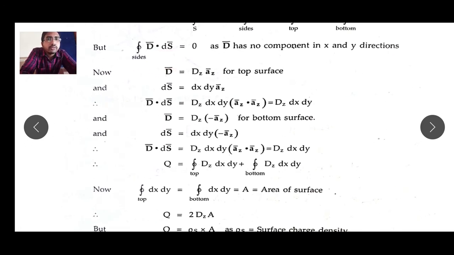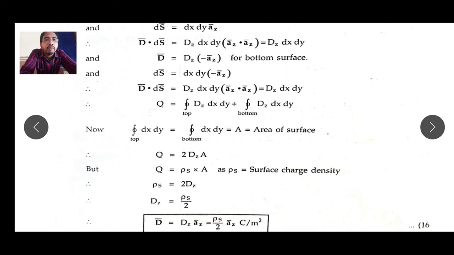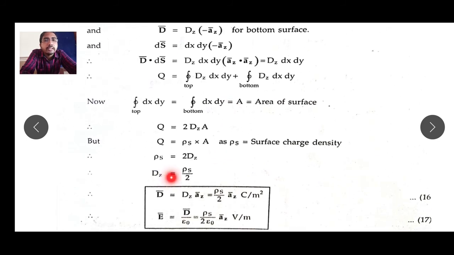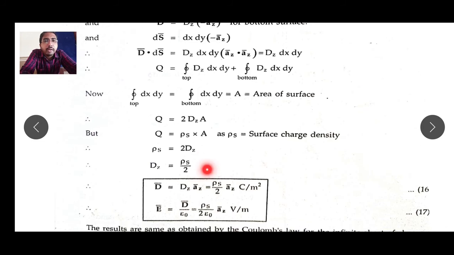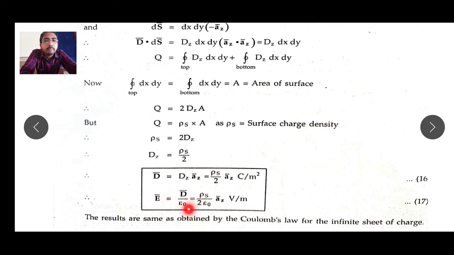Okay. So if you obtain the integration for top and bottom, for the top you will have plus az, and for the bottom you will have minus az as the unit vector. And the differential surfaces you can easily obtain as dx into dy. So if you add both of them, you will get d z equal to rho s by 2. So again, E bar, the electric field intensity, is d bar by epsilon naught, which is equal to rho s by 2 epsilon naught into az. In general, we can represent it as ar or an.